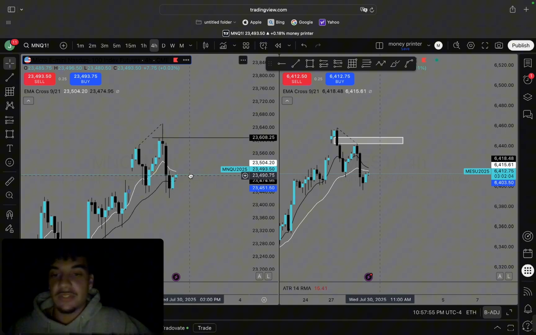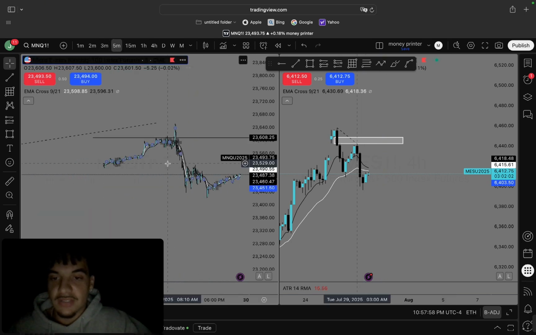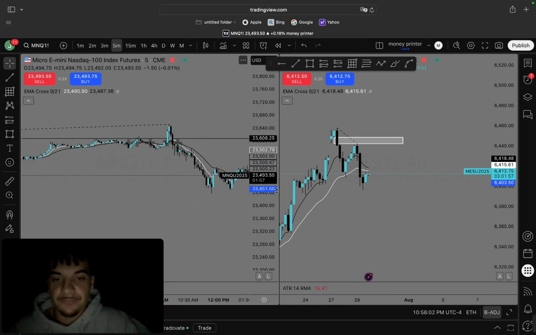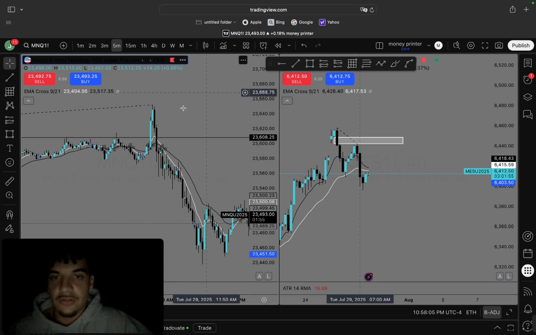So this looks like a really, really solid short setup, and I want to show you guys how we could take this in the macro, right? So you see this SMT gets put in place here, and so you can see right here at about 9:40.